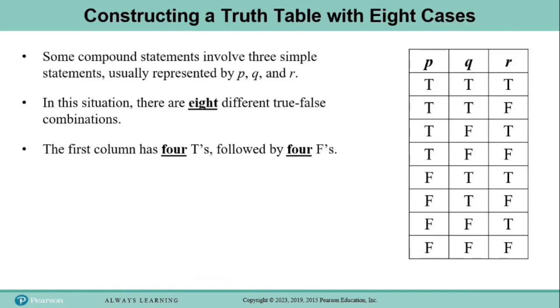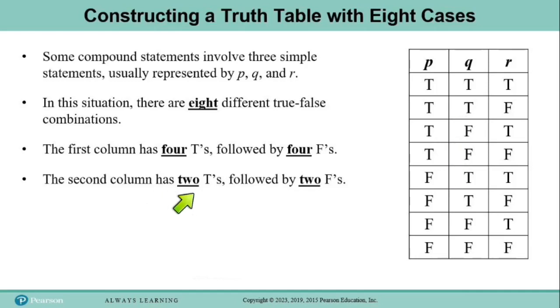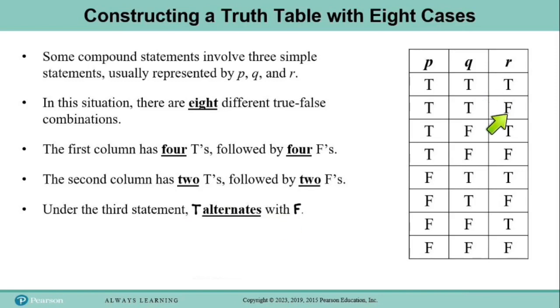So what we usually do is we let the first column have 4 T's followed by 4 F's. So true, true, true, true, false, false, false, false. And then the second column will work the way the first column used to work. So it would be like true, true, false, false. It's 2 trues followed by 2 falses, followed by 2 trues, then 2 falses, till you get to the bottom of the table. And then the third column would have true alternating with false. So true, false, all the way down. And that way you get all 8 cases covered.